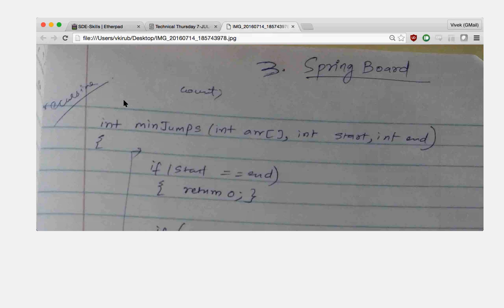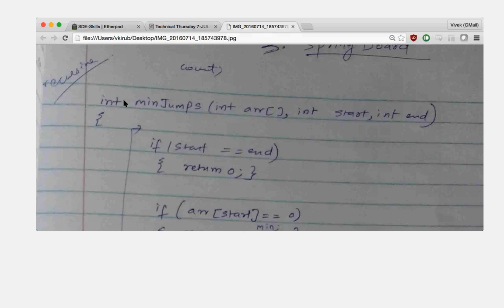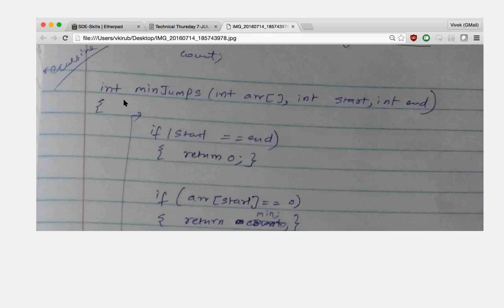First of all, I have a recursive solution for this. I did not write a dynamic programming memoization solution for it. I'm passing the array, the starting index, and the end position. The end position is always fixed, which is the end of the array, but the start will change as we calculate. If the start and end positions are the same, we return 0 because there will be no jump at all.